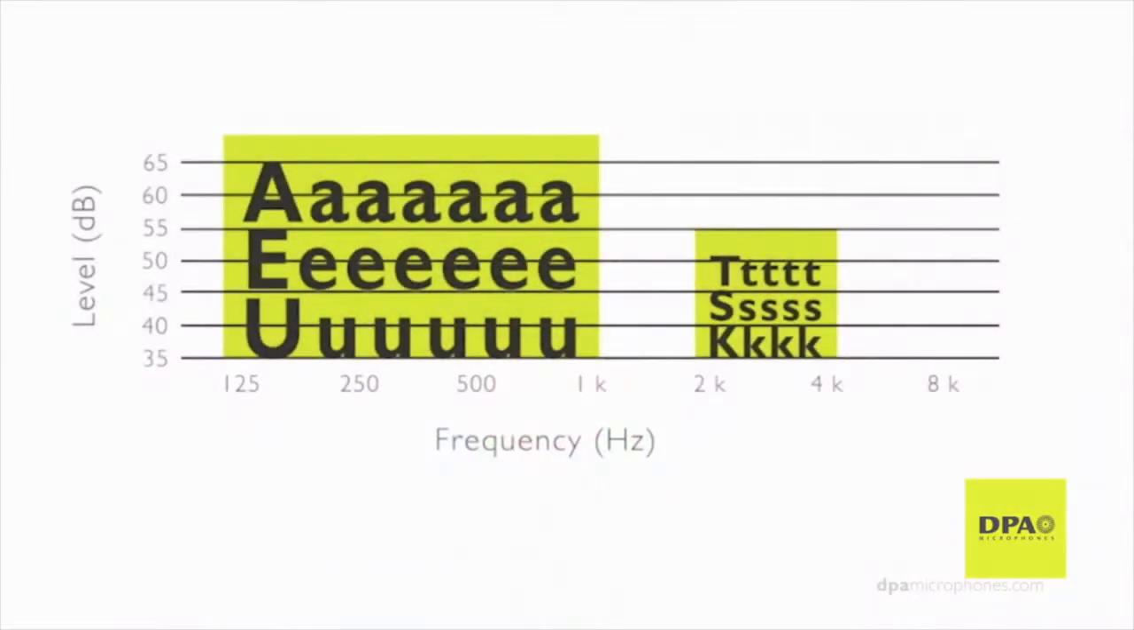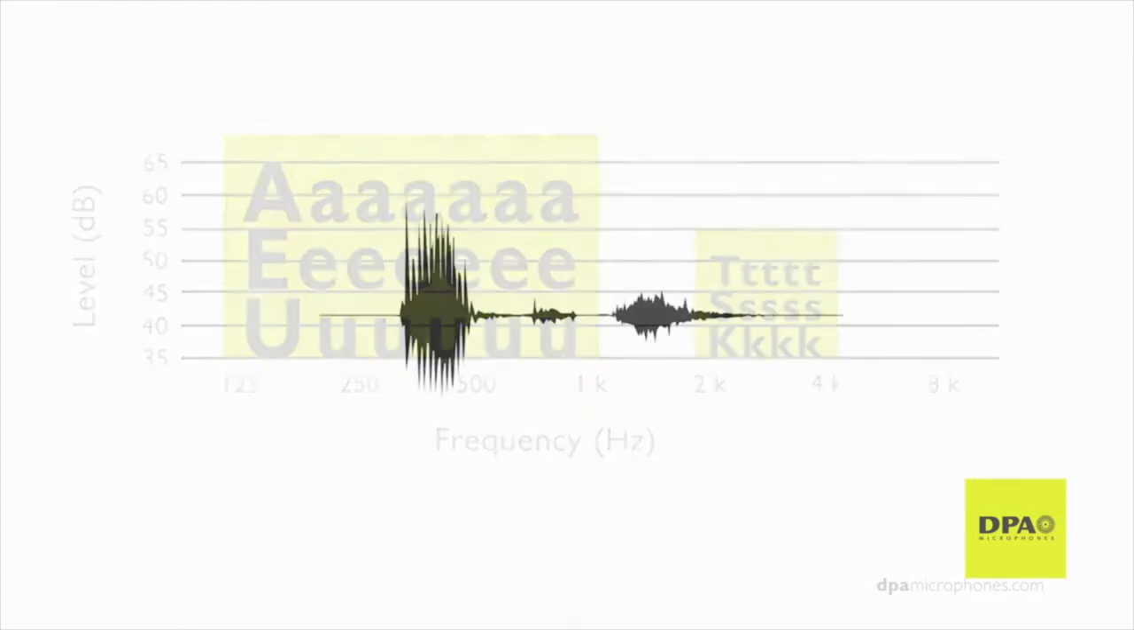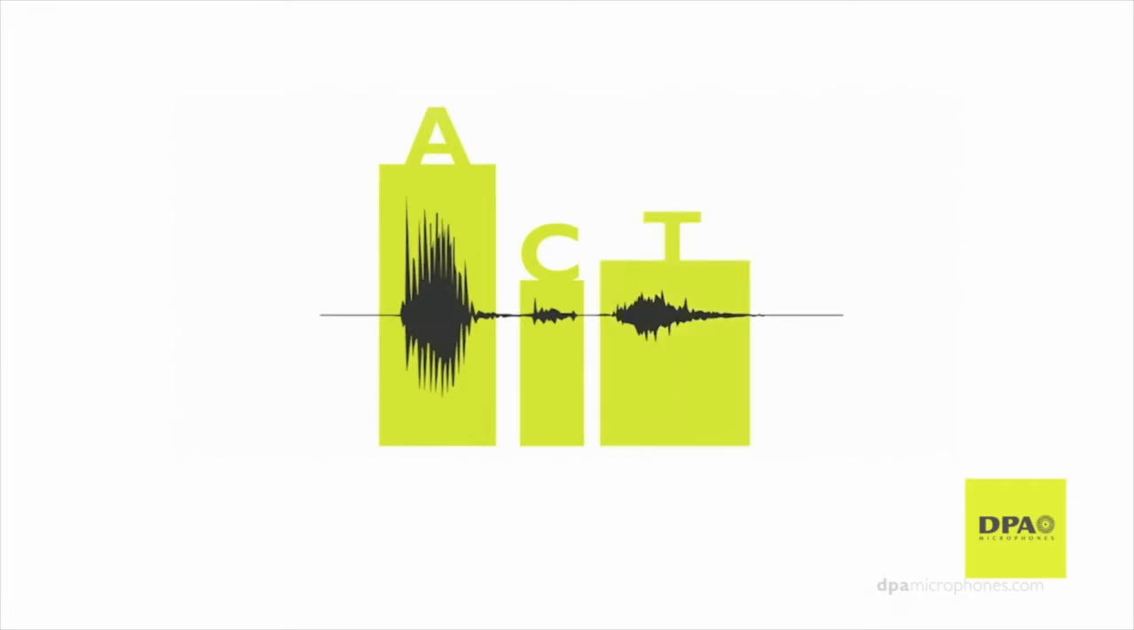So we have vowels with a lot of energy and consonants with a little energy. An example is this recording here. It's the recording of the word act. And you see the A has a lot of energy, and the C and the T don't have so much energy. I know that this is different from language to language and from tradition to tradition.